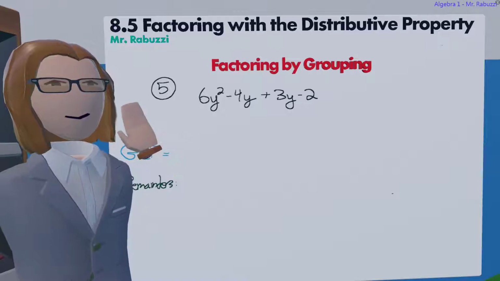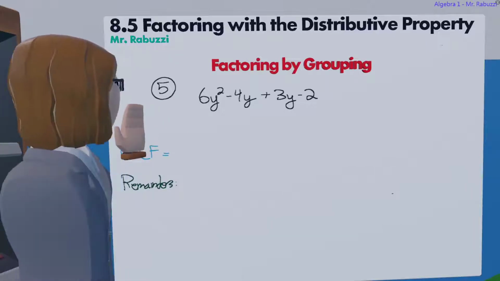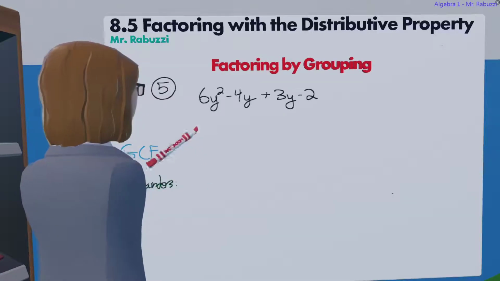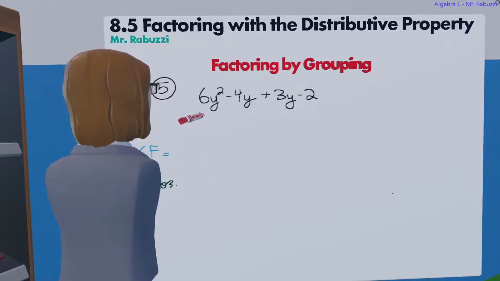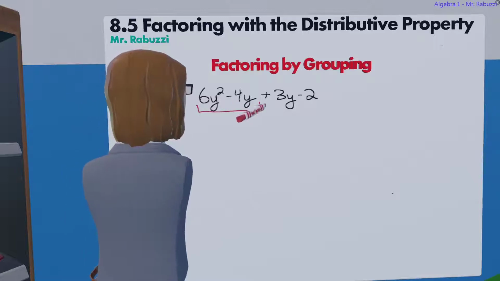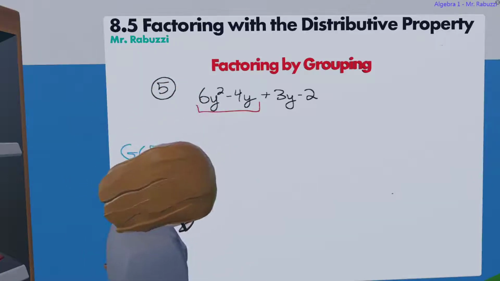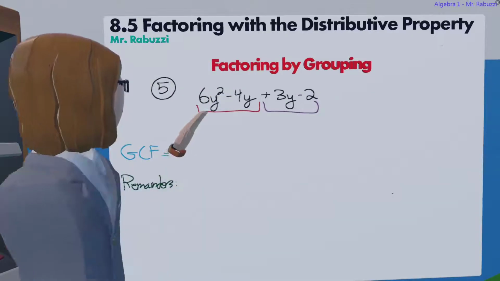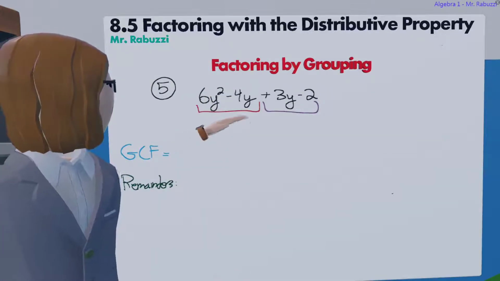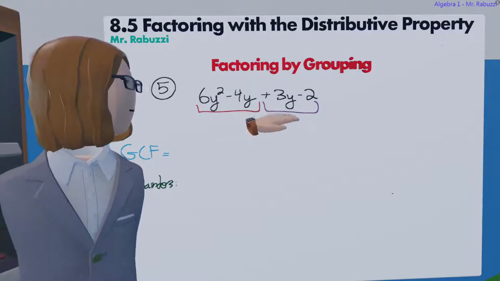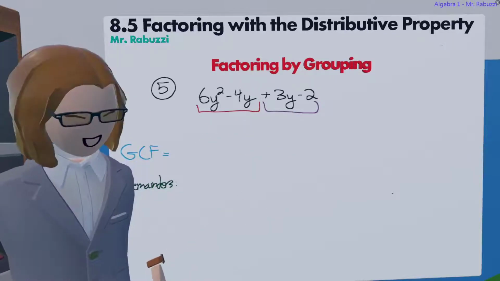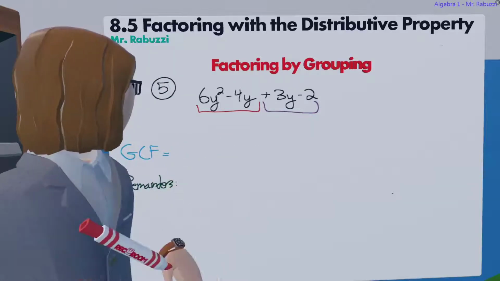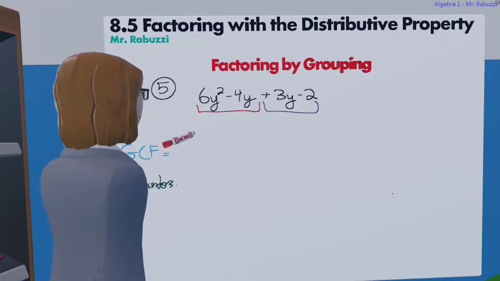Okay, this is number 5 in your practice problems. I'm going to go through it, give a little bit of explanation, so you can follow along while you do your practice problem. I'm going to group it into two pieces because I see these two might share something. They both have a y. These two, I don't know. It doesn't look like they share anything, but we'll talk about that later. I have to group them together, though, if I pick these two as a group.